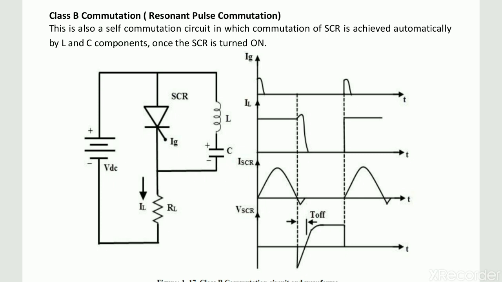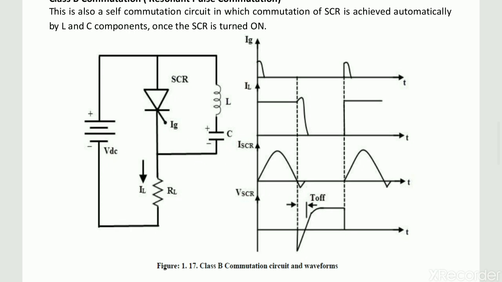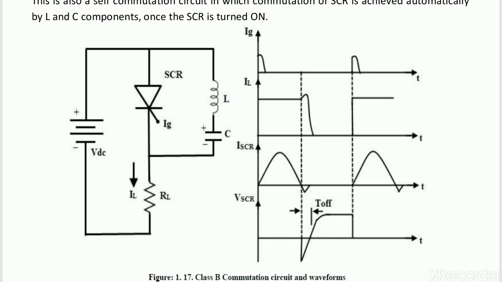As you see in the waveforms of the class B commutation, the whole principle will become clear. The first waveform is of Ig, that is the gate supply for the SCR. The second waveform is the inductor current, that is IL. The third waveform is of ISCR, that is the current flowing through the SCR. And the fourth waveform is of VSCR, that is the voltage across the SCR. As soon as we provide the gate supply, the inductor charges, or we can say the inductor current flows.